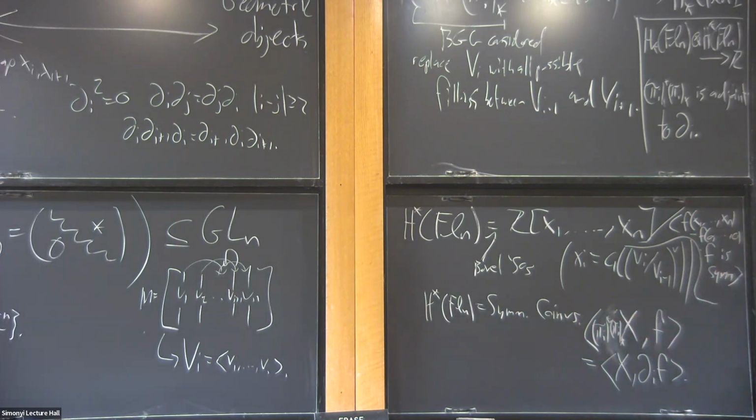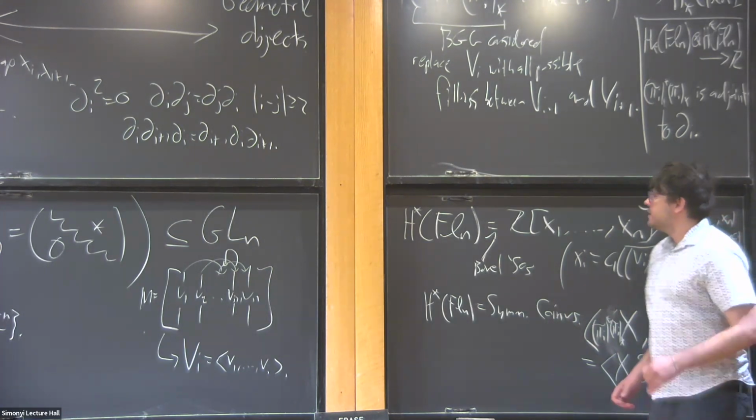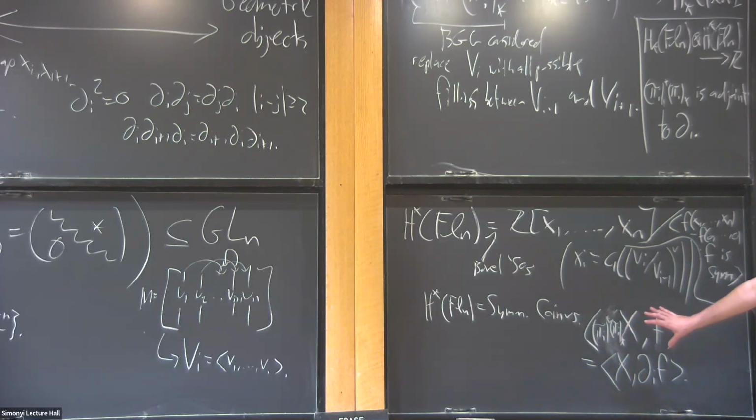And then this adjointness lets me move all of these geometric building operations to the other side on cohomology, where they become these algebraic divided difference operations. Okay, any questions so far?